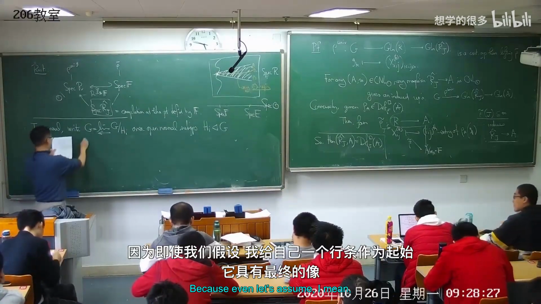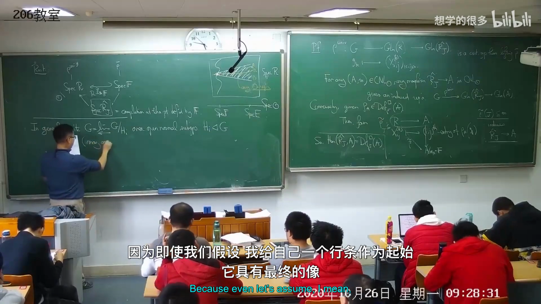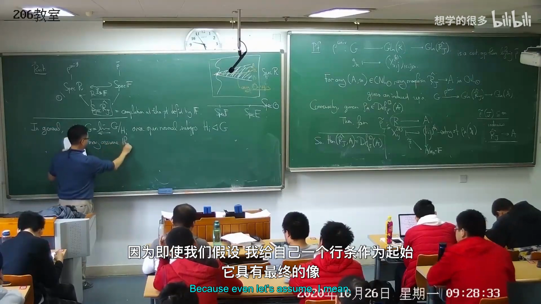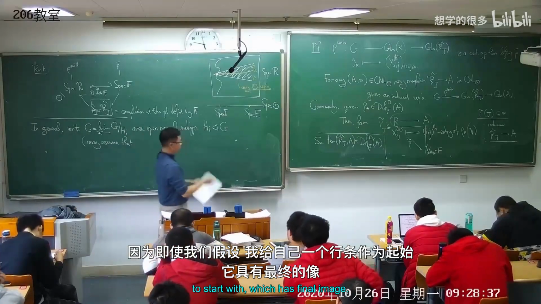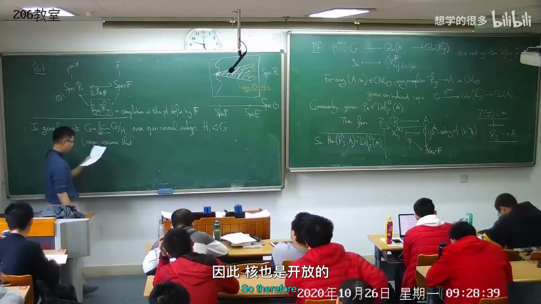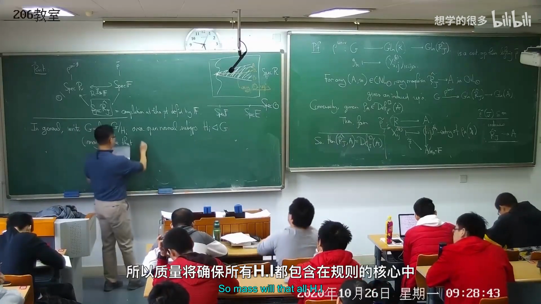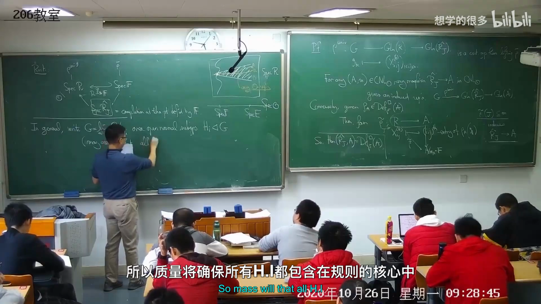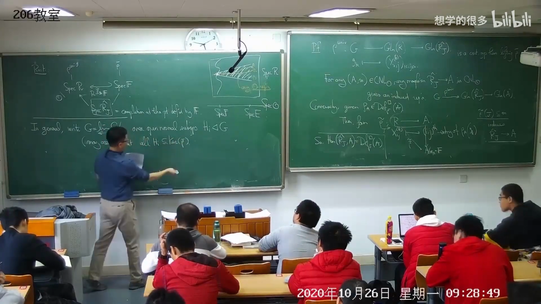Because of inverse limit, let's assume I give myself a rho bar to start with, which has finite image. So therefore, the kernel is also open. So may I assume that all H_i is contained in the kernel of rho? Okay.